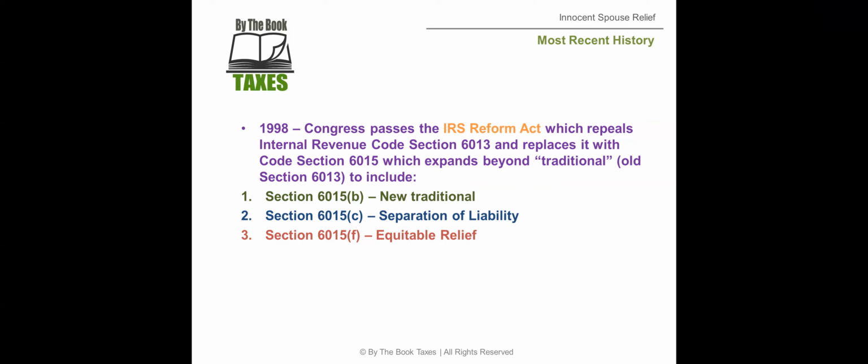The traditional stayed. There was a traditional innocent spouse in Code Section 6013, but Code Section 6015 expanded that to include 6015C, separation of liability, and 6015F, equitable relief, which we're going to talk about today.